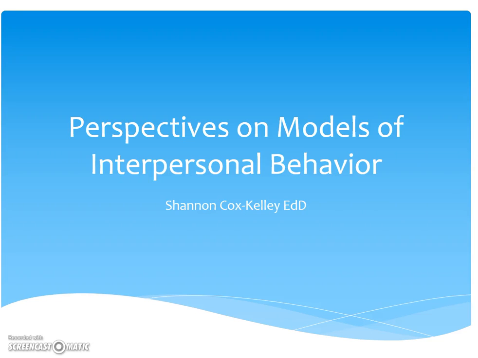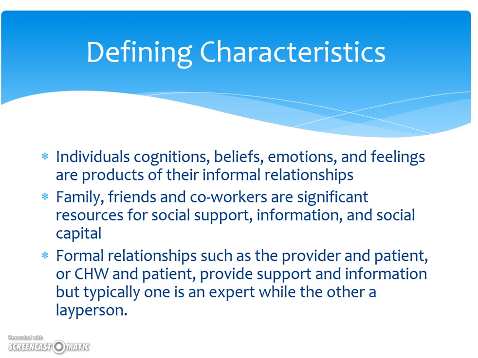So again, this is just going to be a brief overview on the perspectives on models of interpersonal behavior. We're not going to go into too much depth. There's just a couple of things you need to be aware of. So the defining characteristics: individuals' cognitions, beliefs, emotions, and feelings are products of their informal relationships.